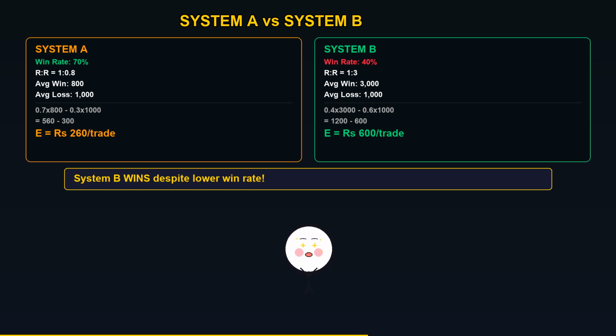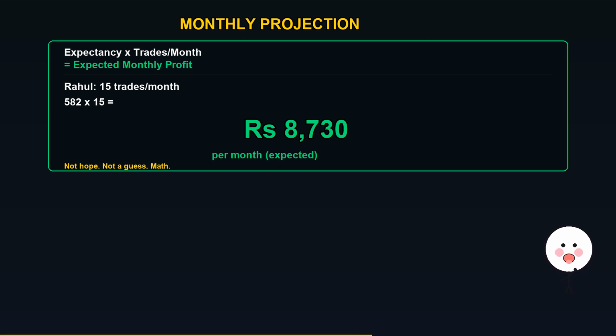Expectancy reveals the truth. Monthly projection. Expectancy times trades per month equals expected monthly profit. Rahul takes about 15 trades per month. 582 times 15 equals 8,730 rupees expected profit per month. Not hope, not guess. A mathematical expectation based on his actual numbers. This is his real expectation. If he is consistently making less than this, something is wrong with execution. If he is making more, he is running above expectation.